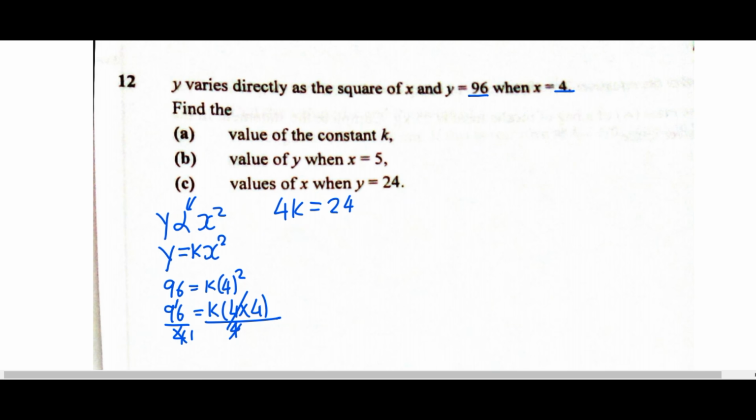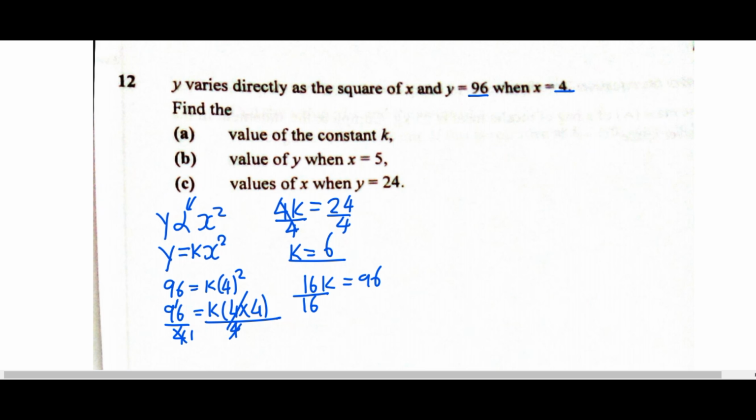So it is much simpler than going direct. So we divide by 4, we divide by 4. So we know that 4 into 24 will give us 6. Or if we want, we can also do the same. We know that 4 squared is 16 times k, we have 16k, which is equal to 96.